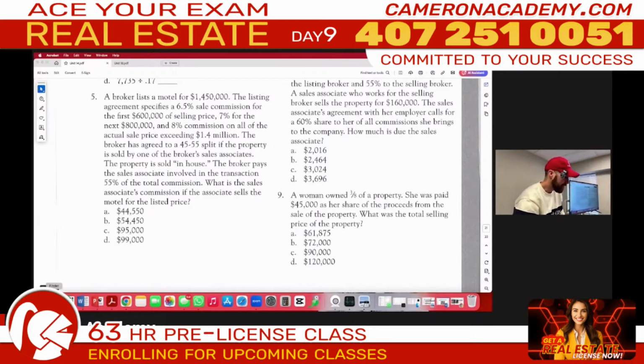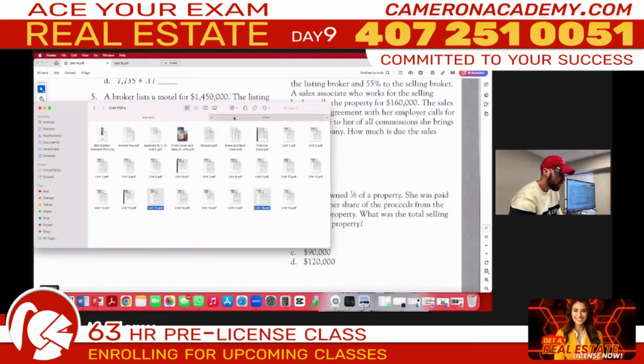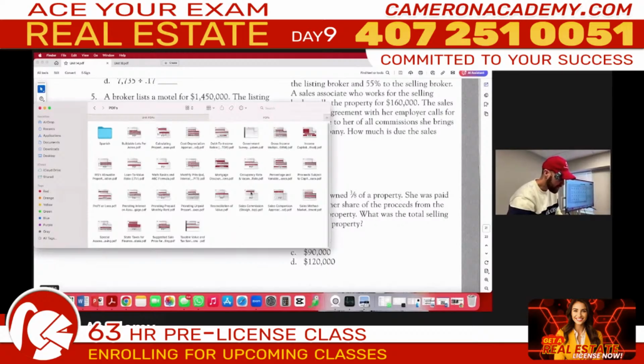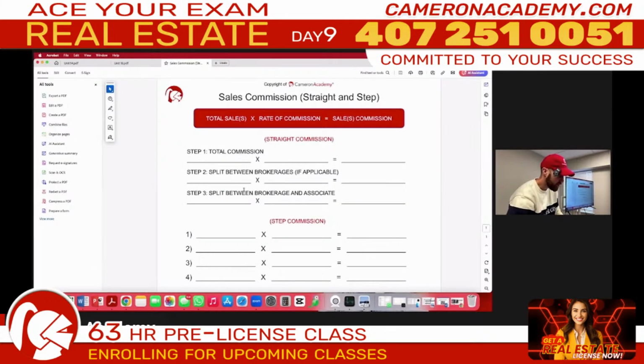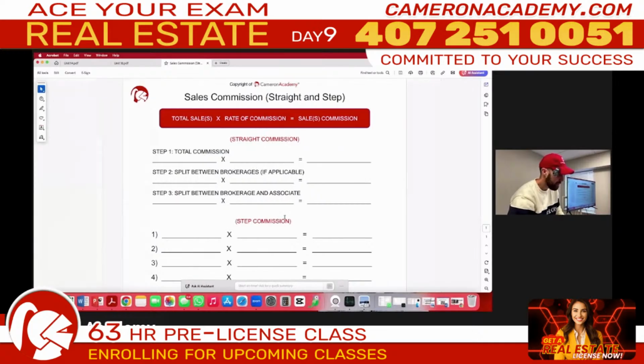This is step commissions. If you can recall, we talked about sales commission, and there were 2 calculations, straight or step. The formula remains the same for both, but this is step. How do I know? Because you're paid on different steps, levels, tiers of commission. You're not paid just 1% straight percentage, and then that's what you earn. So let's go through the details together. First of all, let's identify what you sold that motel for. The motel was sold for how much? $1,450,000. That was the sale price, correct?